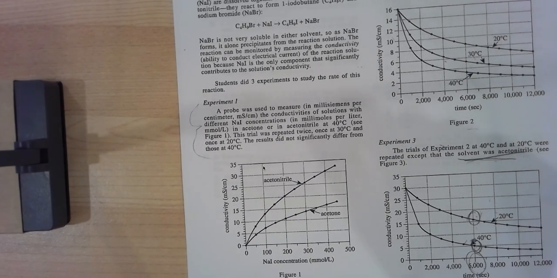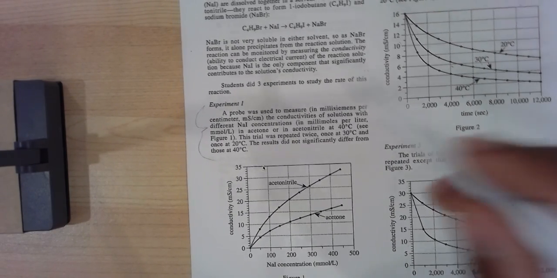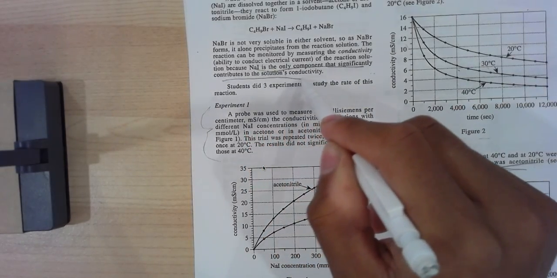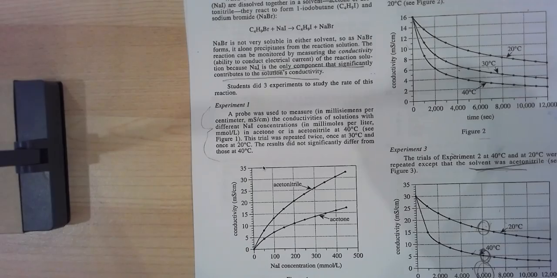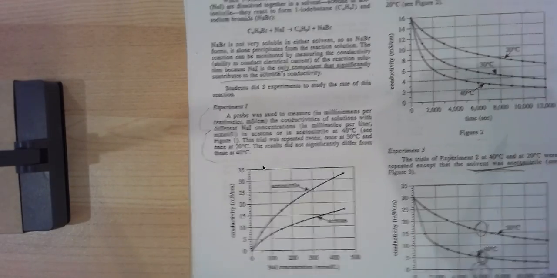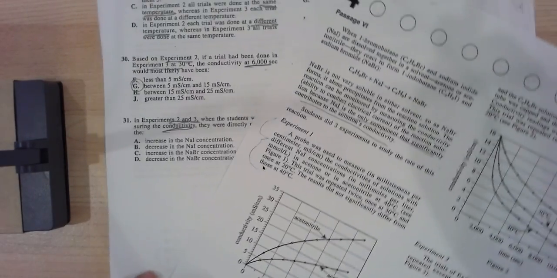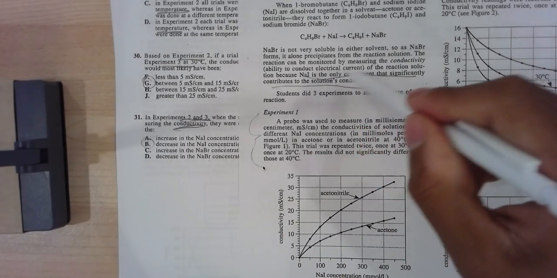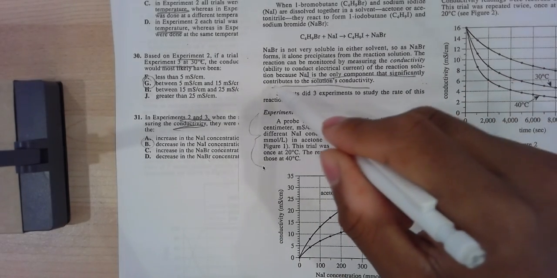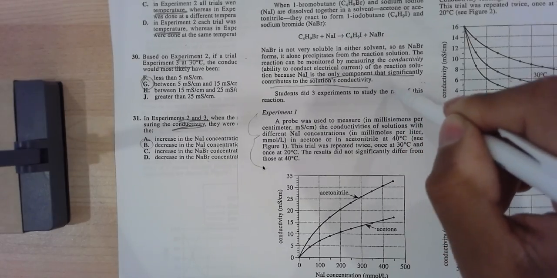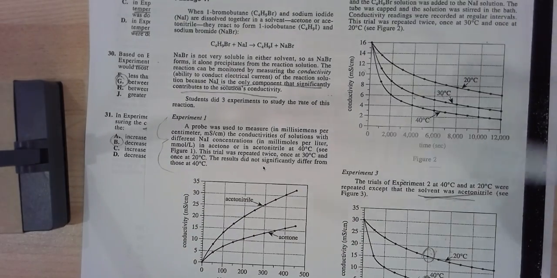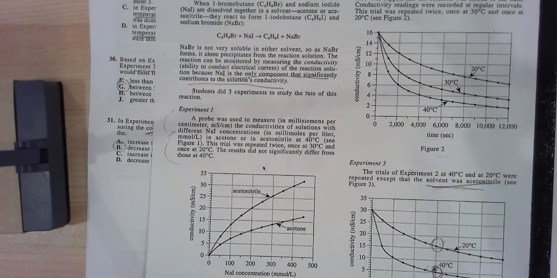Who can do this one? Krishna. Second paragraph, it says NAI is the only component that significantly contributes to the solution's conductivity, and it's a reactant, not a product, so it decreases. Good. Because they're saying NAI is the only component that significantly contributes to the solution's conductivity. That's why it's B. This one, you can spend 20 seconds trying to find the answer. When you don't find it, read the passage.